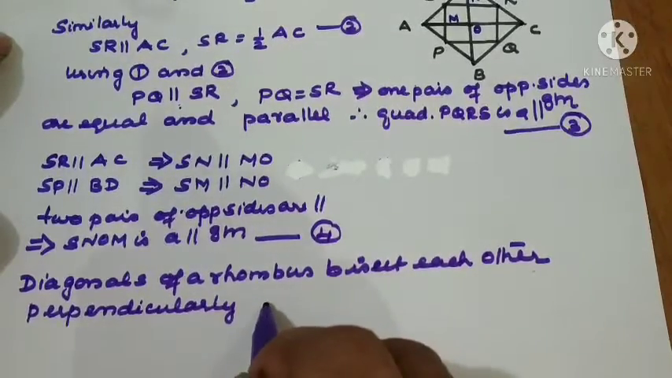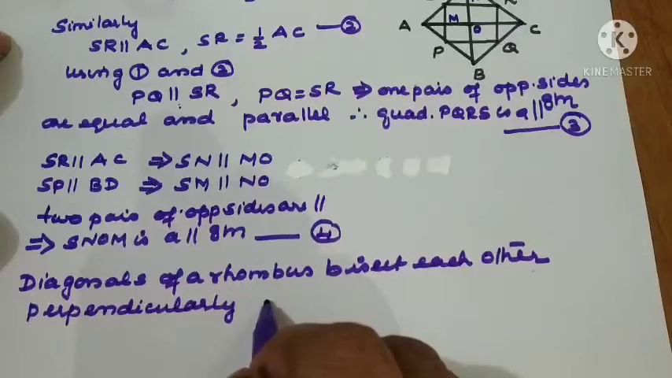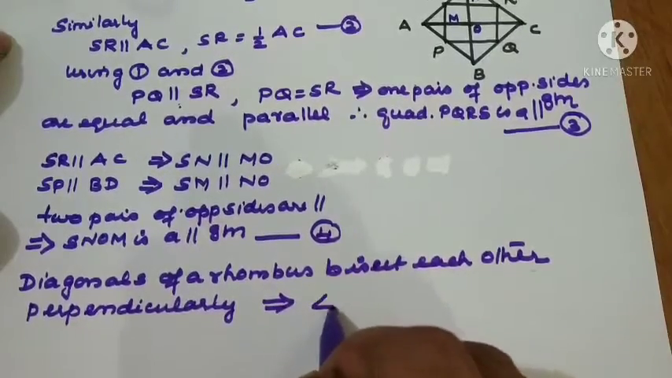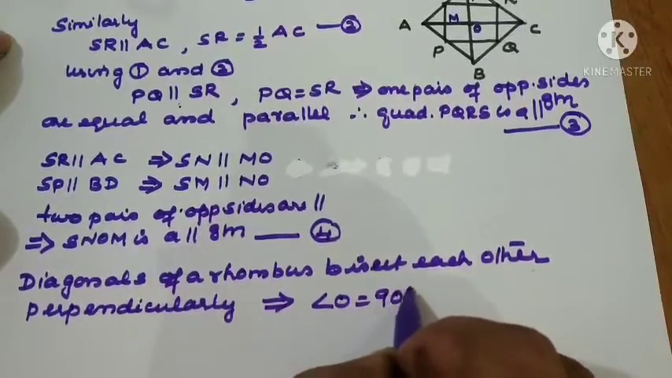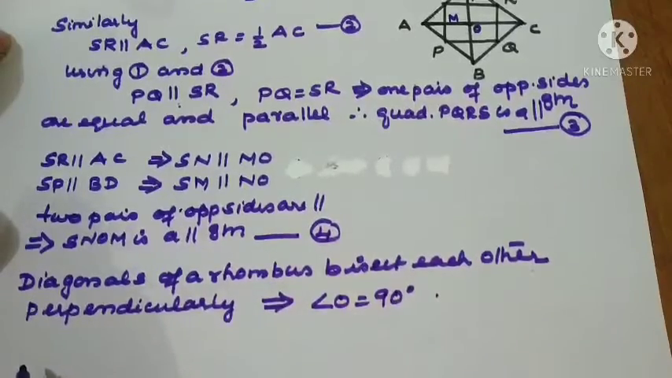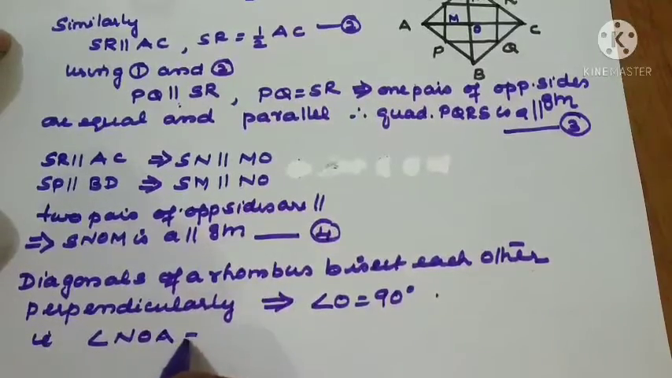This means, or this implies, we can write angle O equal to 90 degree. So angle NOA, that is angle NOA equal to 90 degree.